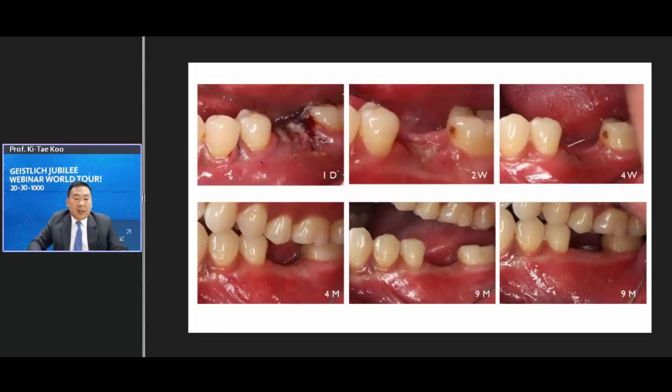So this is healing, the lateral view at 1 day, blood clot formation, and at 2 weeks we do see some tissue loss, but at 4 weeks we are seeing a little bit of rebound, and then it goes on to 4 months and 9 months, and we were able to place the implants. The patient did not show up until 9 months. That's why we placed the implant at 9 months, but normally I place the implants after 4 months. So we are able to see that the integrity of the volume and the ridge height is being maintained very well.